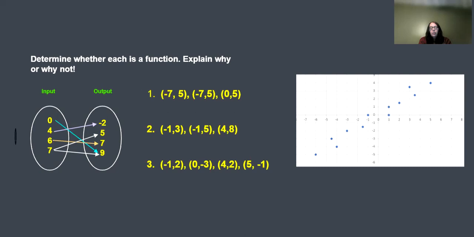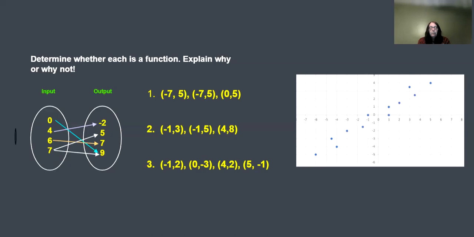So let's take a look at the first one. We're given a mapping with our inputs and our outputs. Remember, our inputs are our x coordinates and our outputs are our y coordinates. So the input is also the domain and the output is the range. So what is a function? Remember, to be a function, every input has to have a unique output. So for every x, there has to be a unique y value.